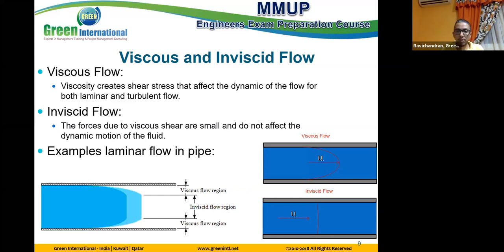As you see here, whether the flow is laminar or turbulent, no problem. But in inviscid flow, the force due to viscous shear is small, like the second shape here. You see, it is almost a flat profile. There is just a small change here and a small change there, because this is close to the surface, so it is almost still close to zero.